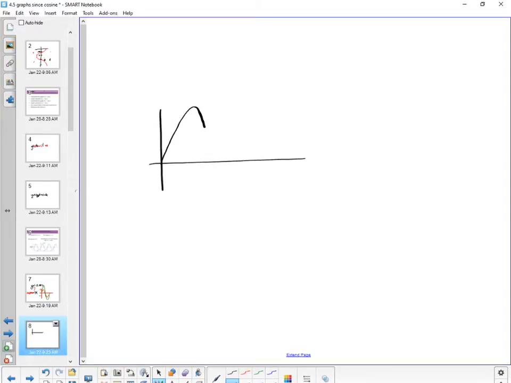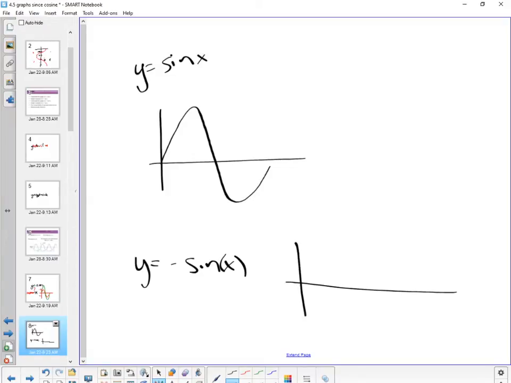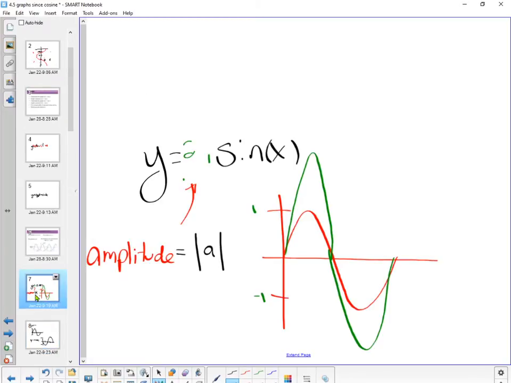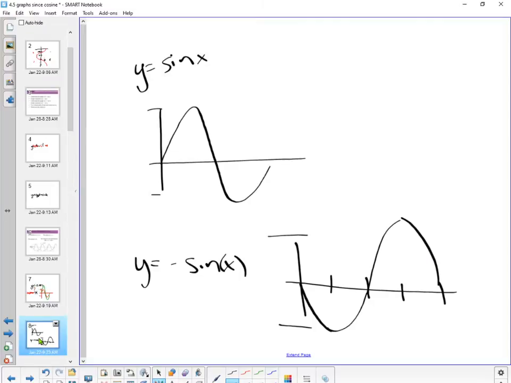Here's what I mean, if you don't understand that. Sine goes up, and it looks like this, correct? So this is sine x, but if I had negative sine x, then instead of starting by going up, it will start by going down. It will look like that. This still goes up 1, down 1, and so should this one. The amplitude is simply 1 for both of them. So we say that the amplitude is the absolute value of A. Okay?